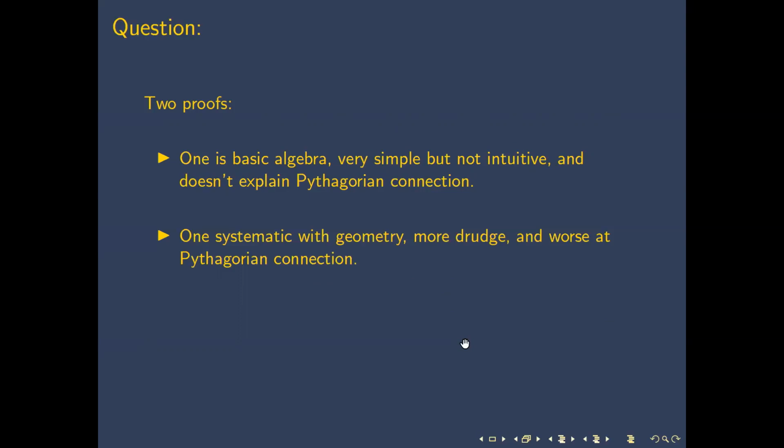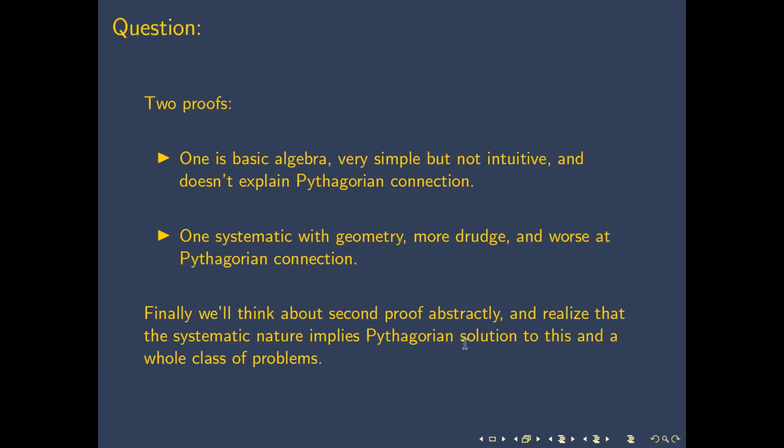I mean, not only does it not tell you why there's a Pythagorean connection, it also doesn't tell you that there's a Pythagorean connection unless you have some other kind of formulas in your back pocket that you may or may not have already learned. And so that's not very satisfying. But then after that second proof, we're going to go back and think about it more abstractly and realize that just the systematic nature of it implies that there was going to be this Pythagorean connection, not only to this problem, but to a whole class of problems just like it.